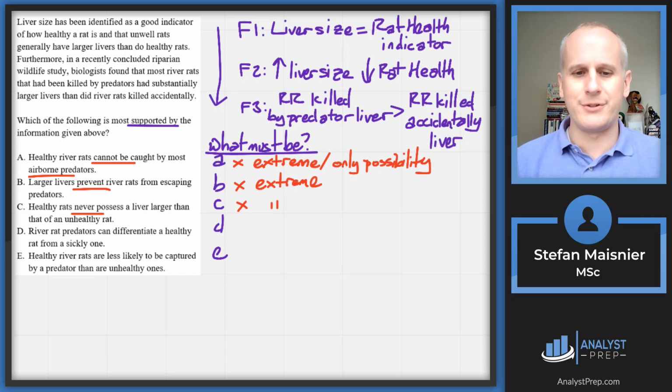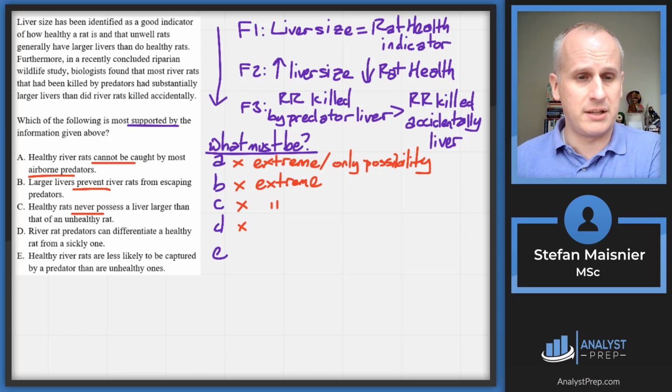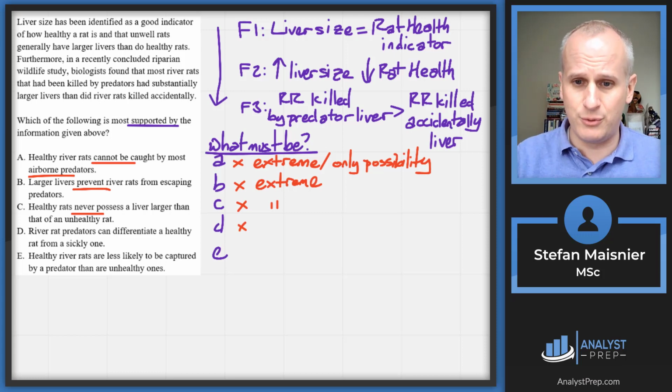River rat predators can differentiate a healthy rat from a sickly one. Well, this is again appealing from choice D, but if we interpret it literally, we can't assign that level of agency to a predator, so that they're able to say, that rat right there is a more healthy rat than a sickly one. We don't know that. It's just that they end up killing them in the end. So this too would be extreme.